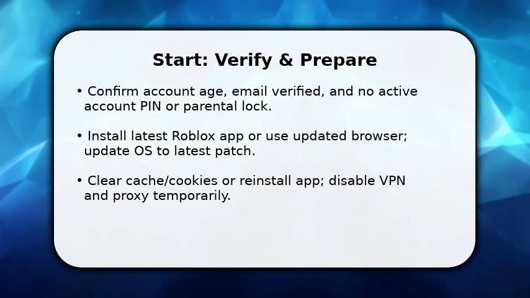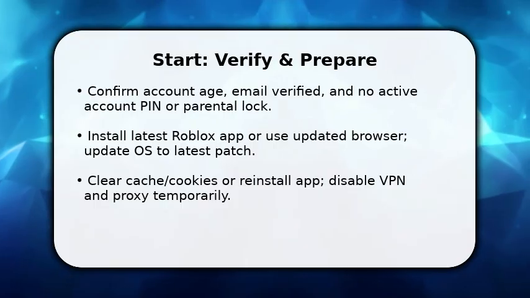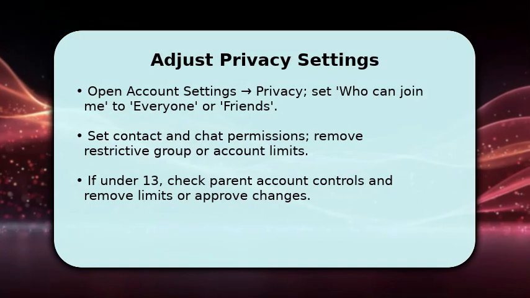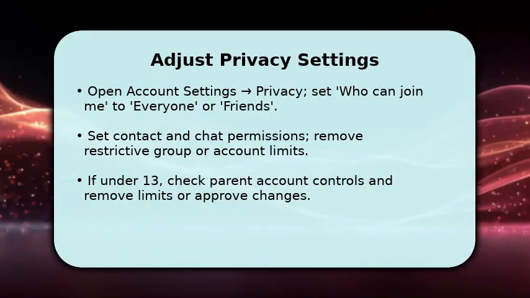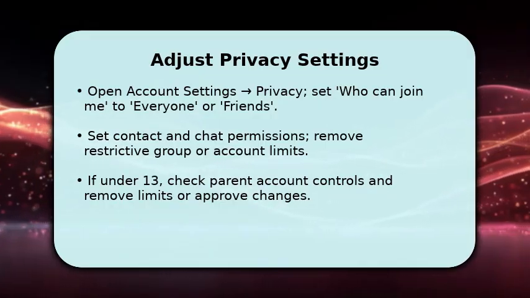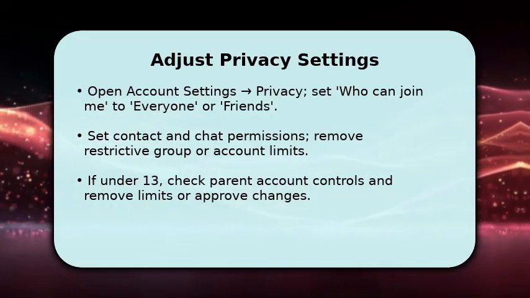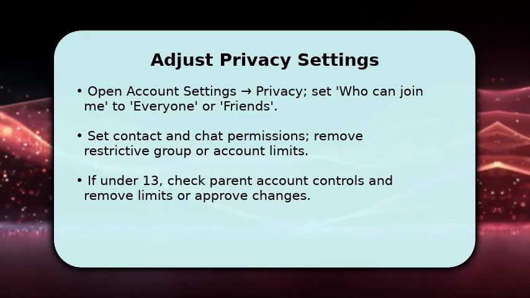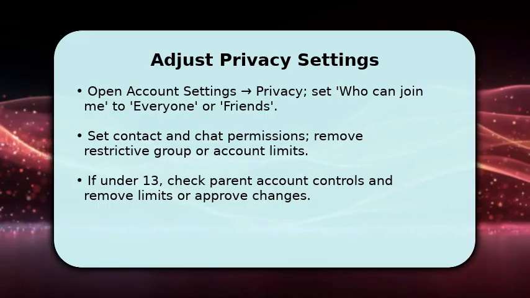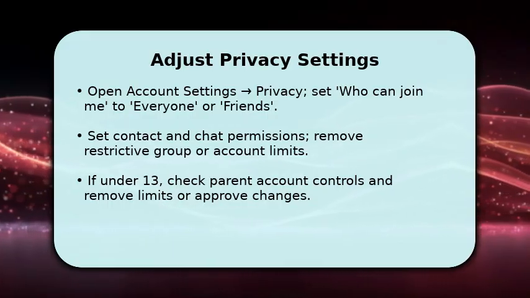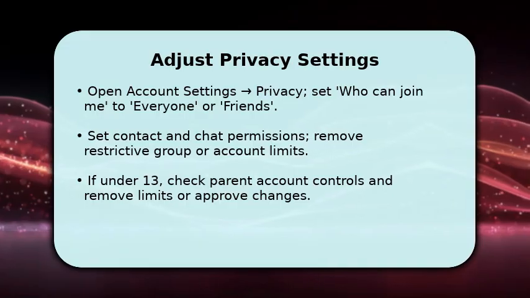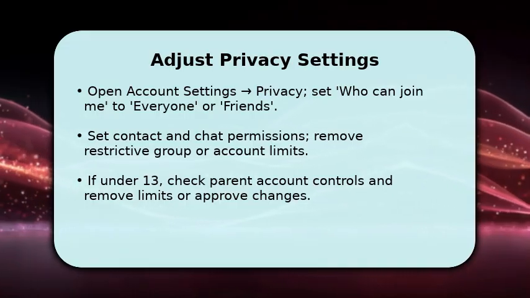Next, go to Account Settings and select Privacy to change who can join, message, and see you. Set Who Can Join Me to everyone or friends depending on comfort, and allow contacts or chat temporarily to test. If the account is under 13, you'll need a parent to sign in and lift limits from the parent-controlled settings. Make sure no group or restriction is overriding these options.